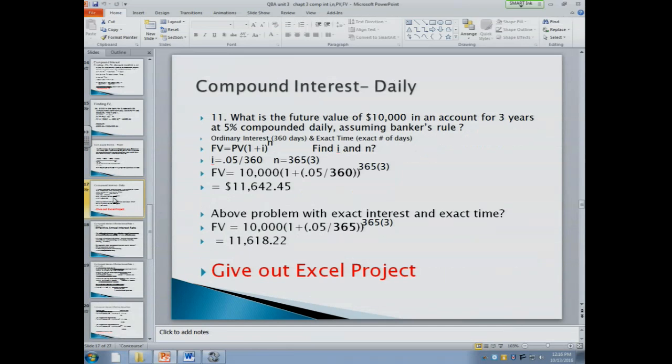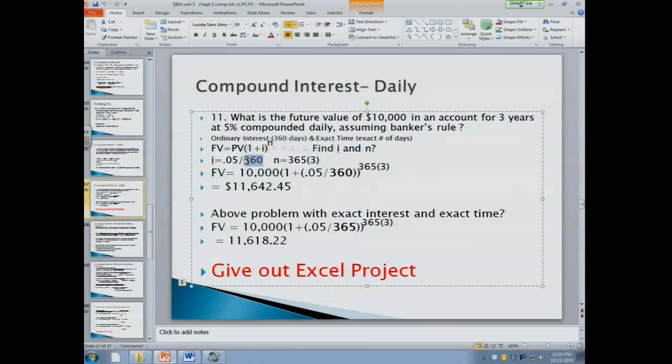11. What is the future value of 10,000 in an account for 3 years, 5% compounded daily, assuming bankers' rule? Okay, now this is our first problem when we are using days. And I said bankers' rule. So therefore, it's very important, N is multiplied by 365. However, I is divided by 360 because of bankers' rule.